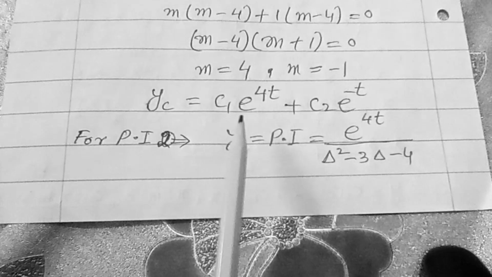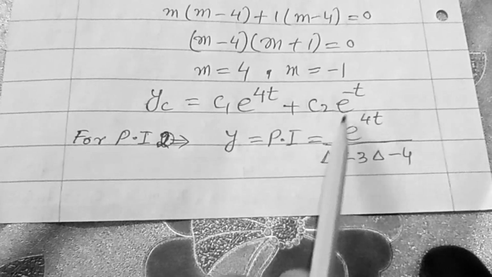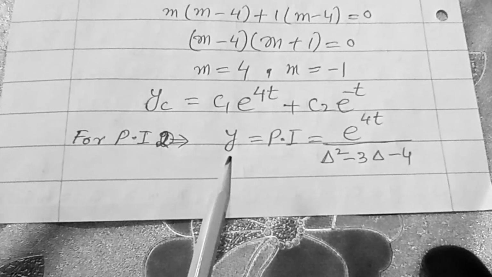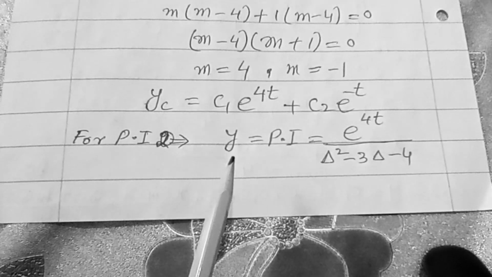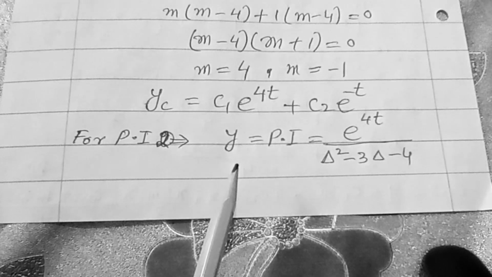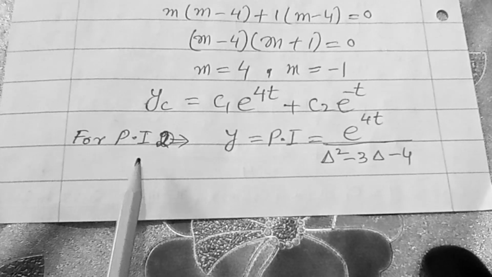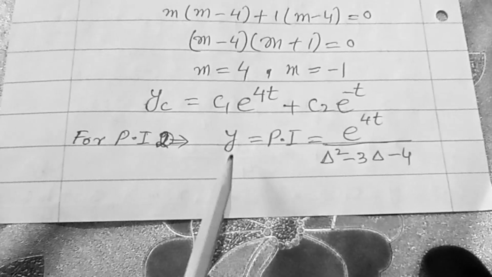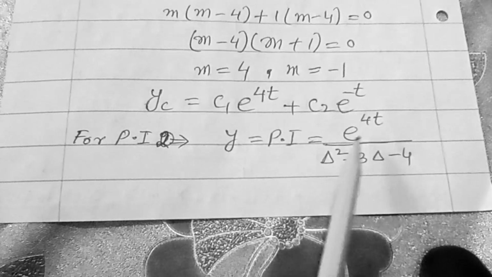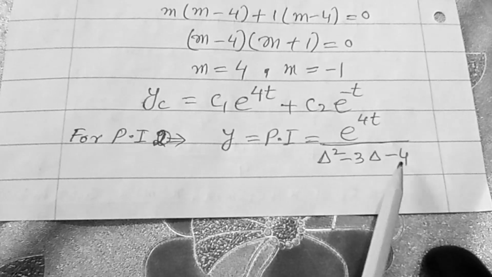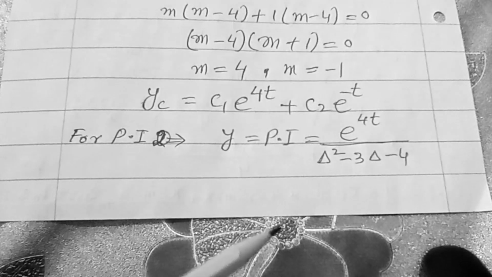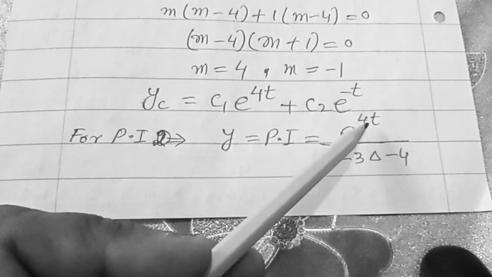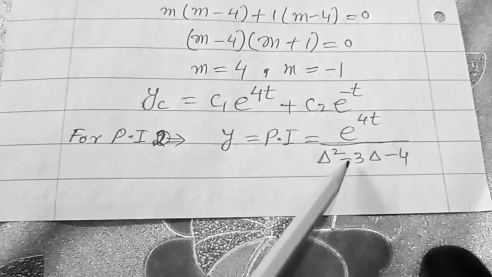yc is equal to c1 exponential 4t plus c2 exponential minus t, because this differential equation is in terms of t. Therefore, we will not write x here. For instance, we will use t here. Now we are going to find the particular integral from the above equation, that is equation number 2. Y is equal to the particular integral, that is exponential 4t upon delta square minus 3 delta minus 4. The same method we will apply here, as we will substitute what? The coefficient of the power of the exponent we will substitute here.